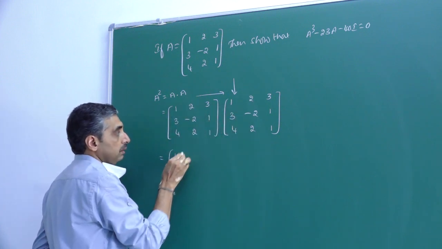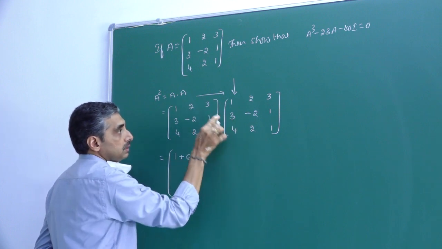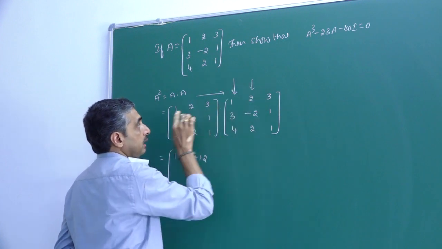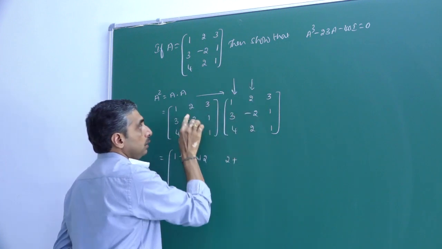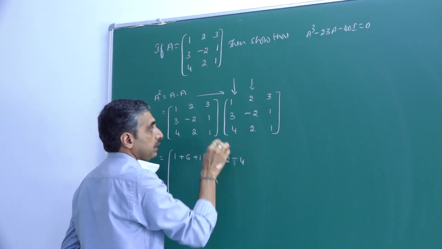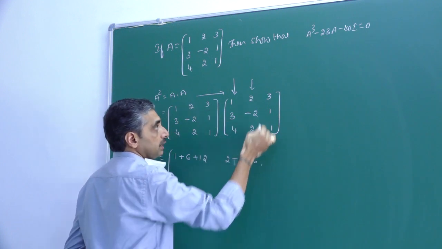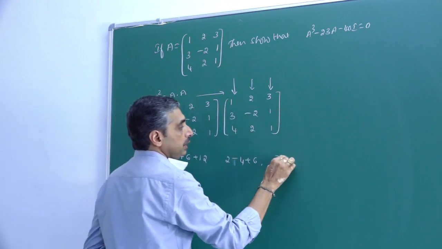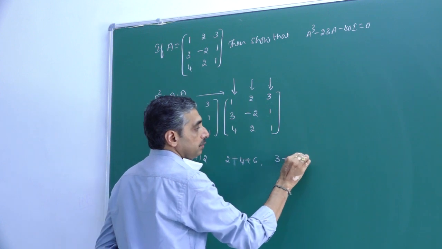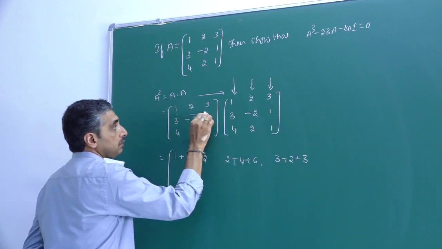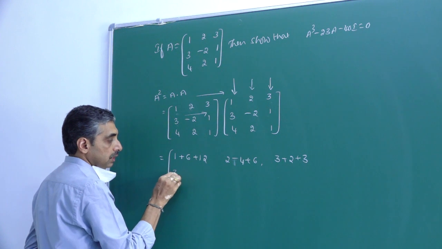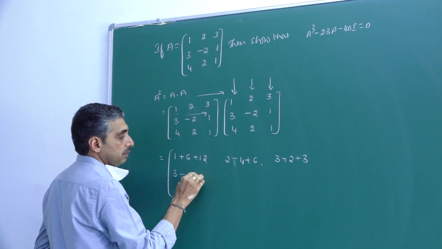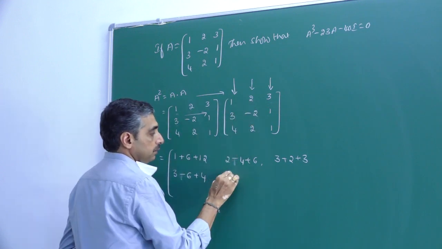1 into 1, 1, plus 2 into 3, 6, plus 3 into 4, 12. Next, first row to second column, 1 into 2, 2, plus 2 into minus 2, minus 4, 3 into 2, 6. First row to third column, 1 into 3, 3, 2 into 1, 2, plus 3 into 1, 3. Next, second row to first column, 3 into 1, 3, minus 2 into 3, minus 6, 1 into 4, 4, 3 into 2, 6.